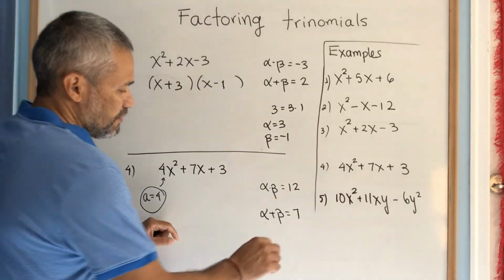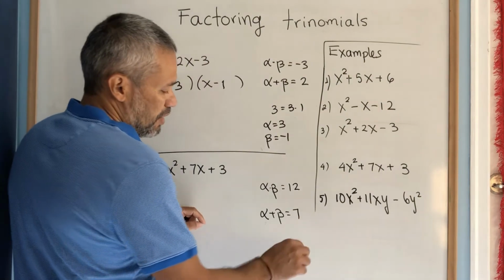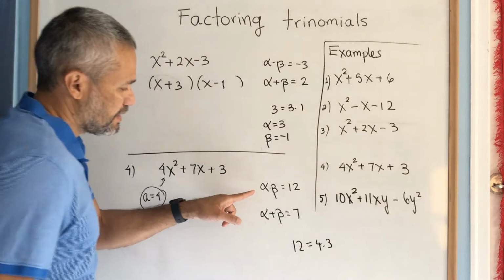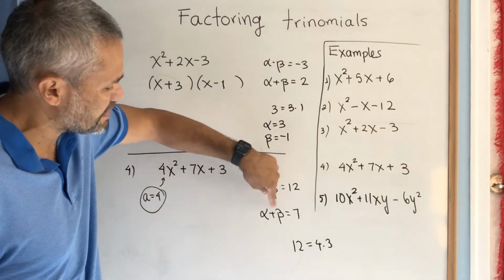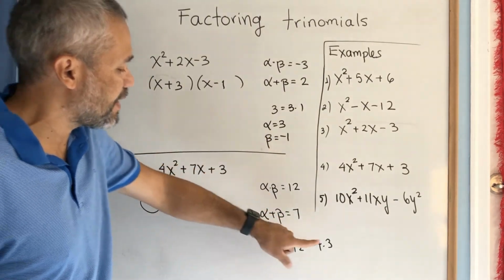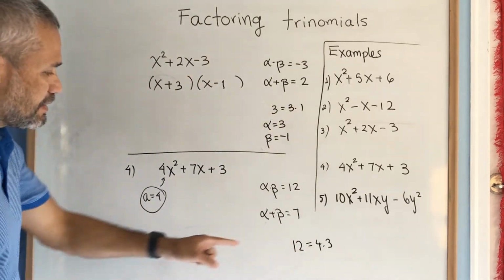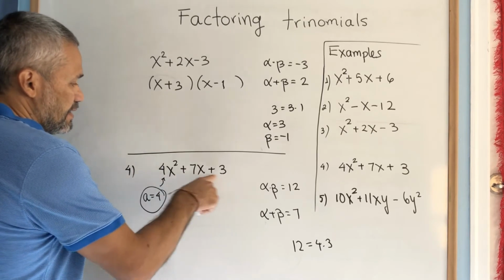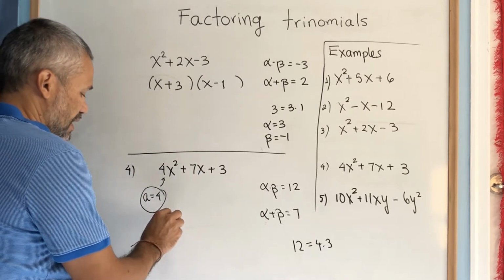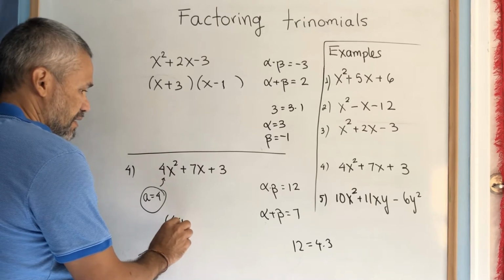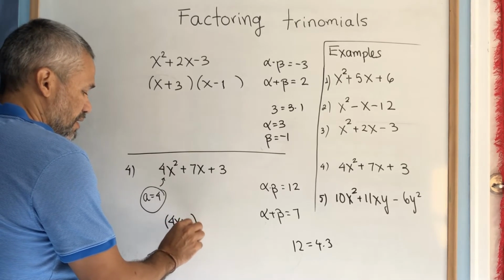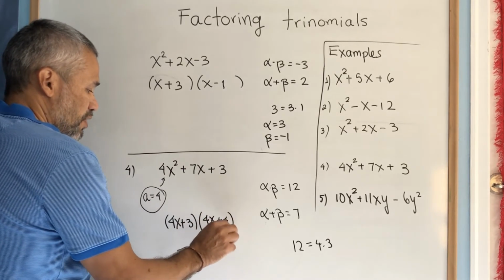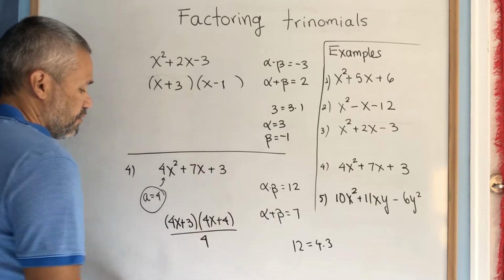Then these two numbers, if we want the product to be 12 and the sum to be 7, are 4 and 3. And in this case, the product being positive and the sum being positive, it means that alpha and beta are positive. And then we have the numbers. But here is the only difference. Here we will write that this trinomial can factor as 4x plus 3 times 4x plus 4 divided by 4.